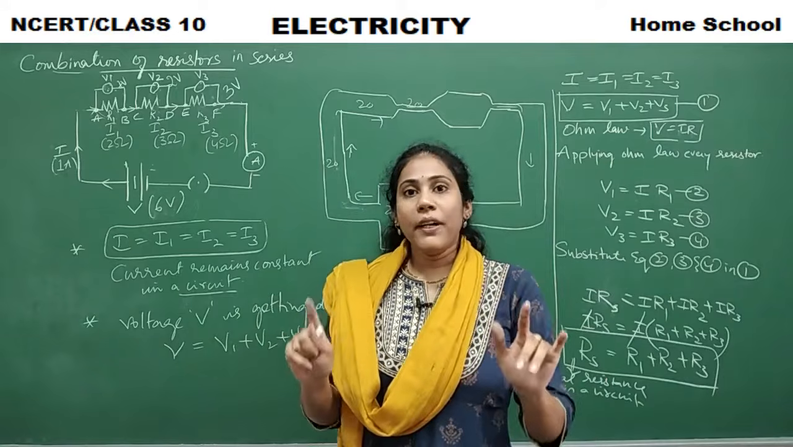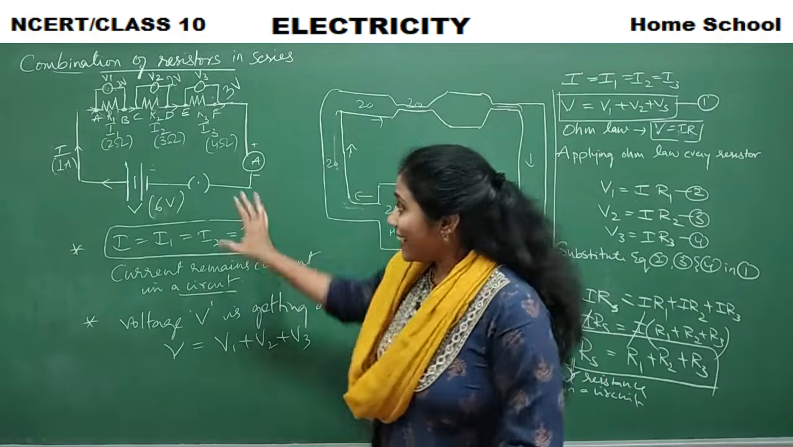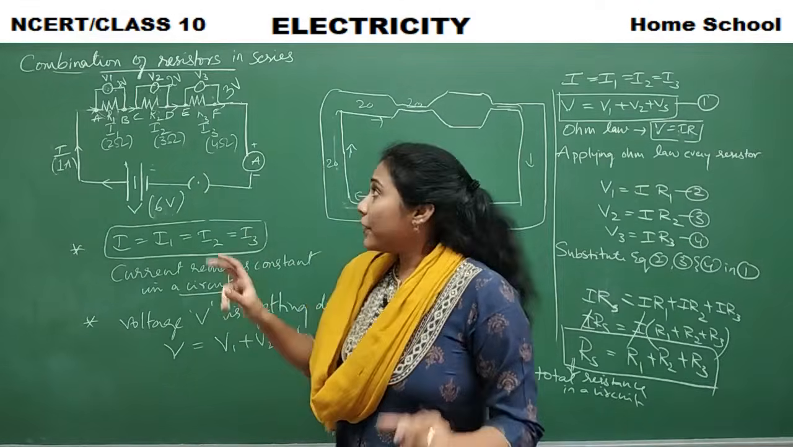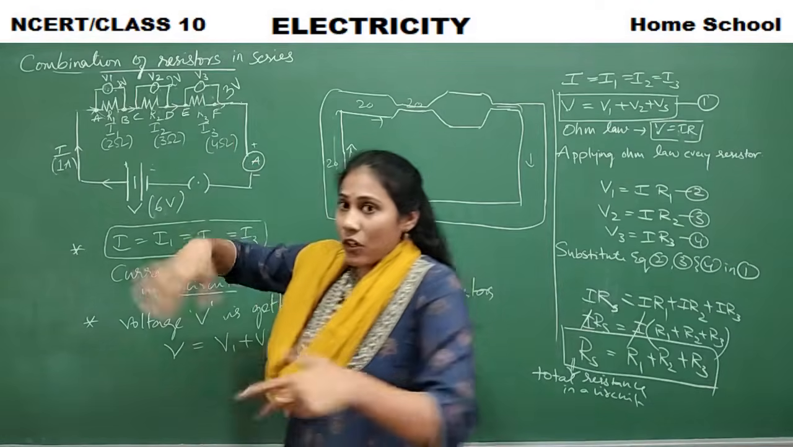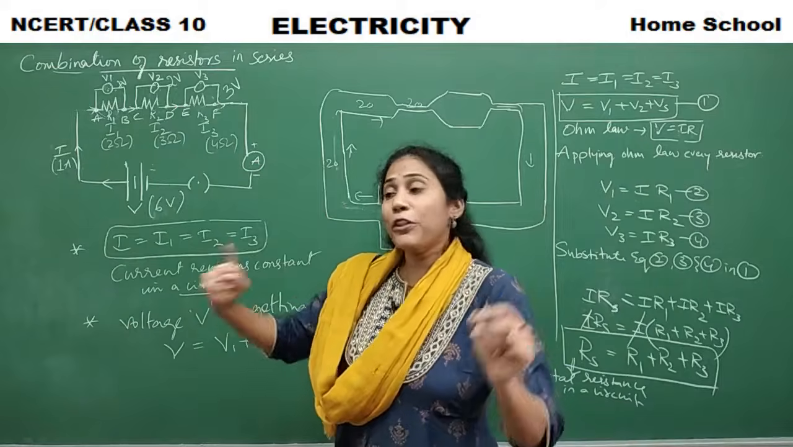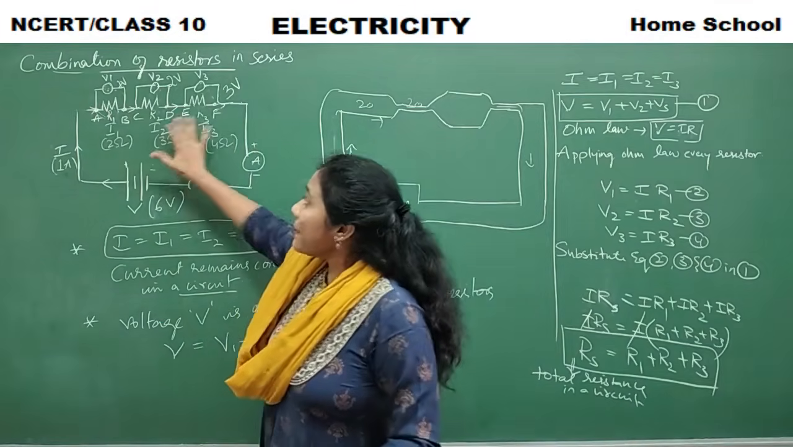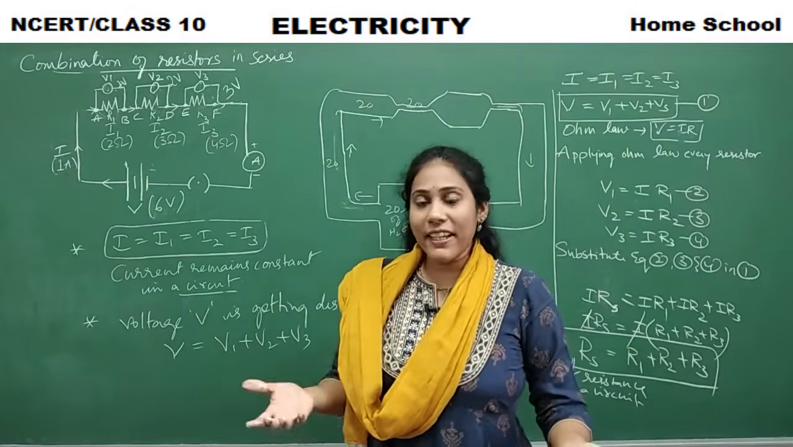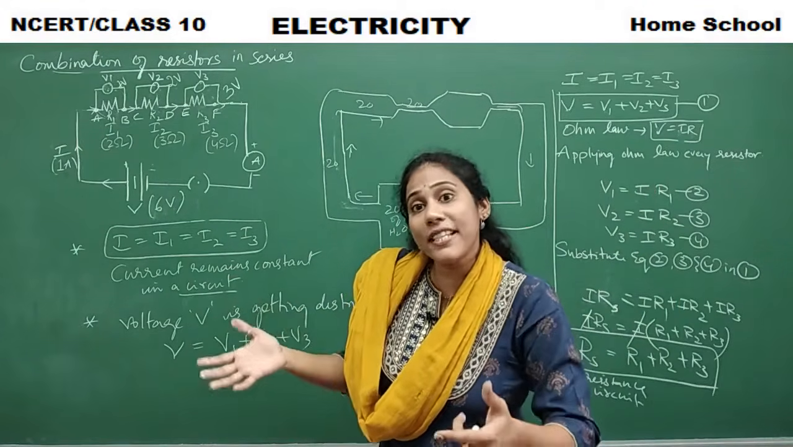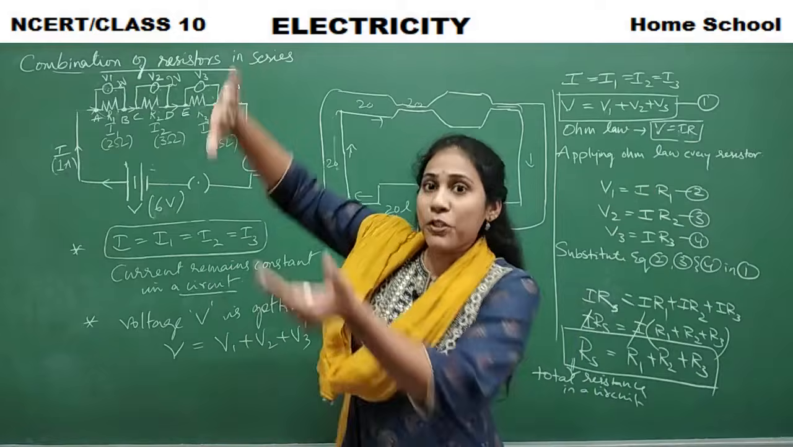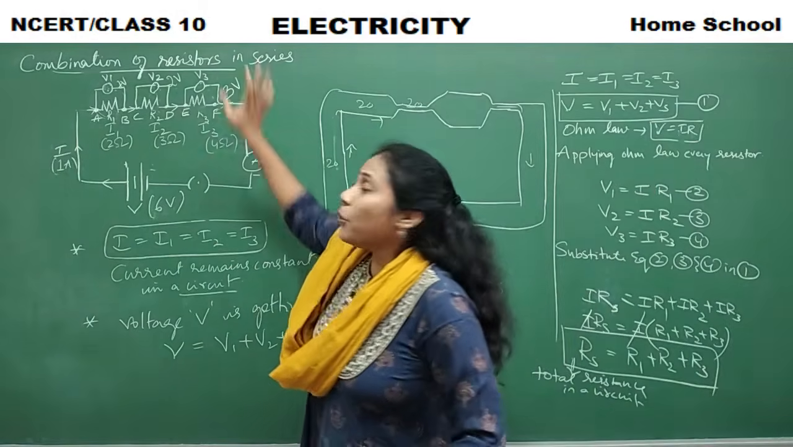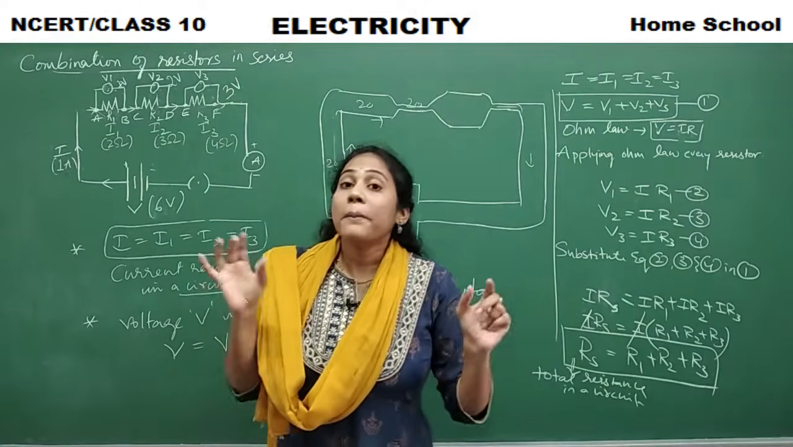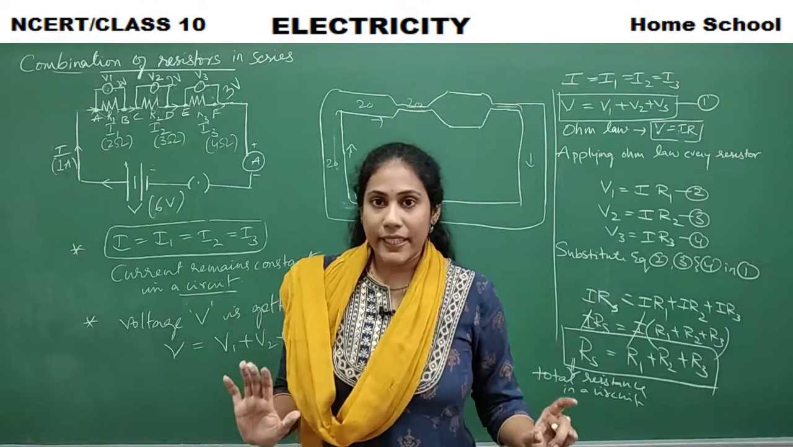One point you have to keep in mind is that I is always constant. Another point is that voltage is getting distributed, and all 3 resistors will not show the same voltage. The amount of voltage each shows depends on the resistance. More resistance means more voltage is required, because more resistance means more obstruction to the flow of current, so more push is required. In that case, you would observe more voltage. This point is very important, because conceptual questions can be asked on this.